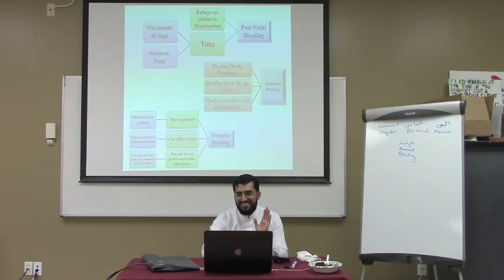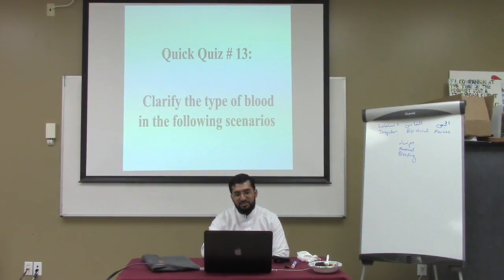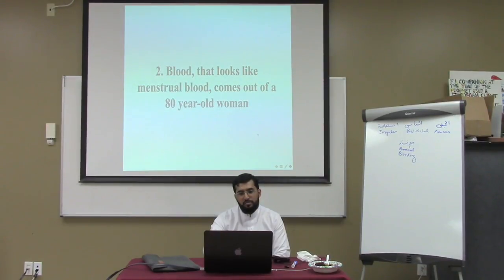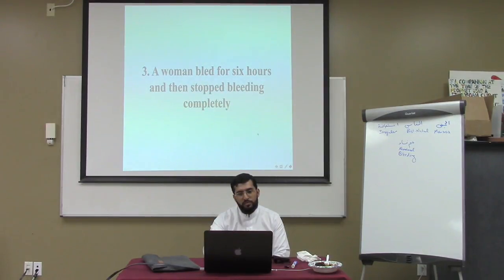Don't write yet. Alright, let's go over these questions quickly. Clarify the type of blood in the following scenarios. Blood that looks like menstrual blood but comes out of a 7-year-old girl. Abnormal. Very good. Blood that looks like menstrual blood comes out of an 80-year-old woman. Abnormal. A woman bled for 6 hours and stopped bleeding completely. Abnormal. It's less than 1 day and 1 night.